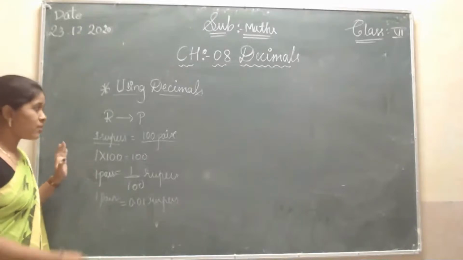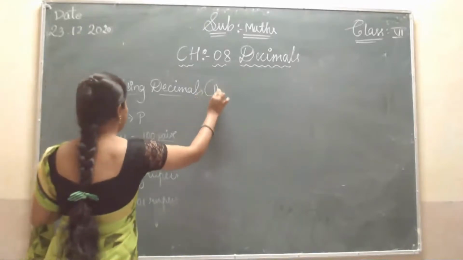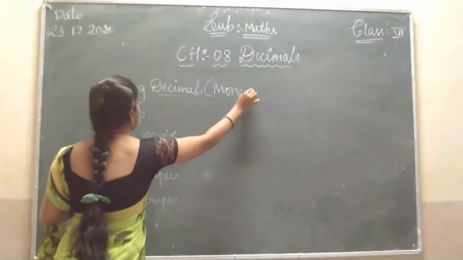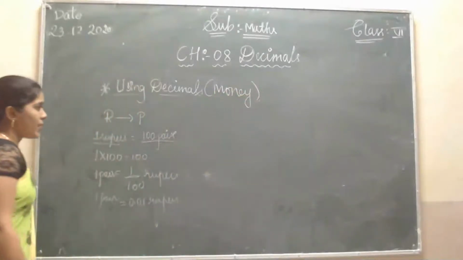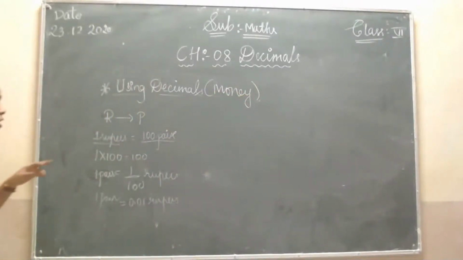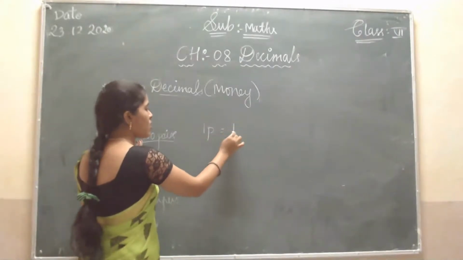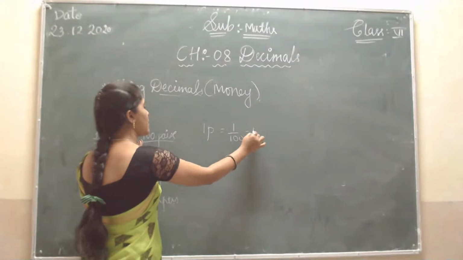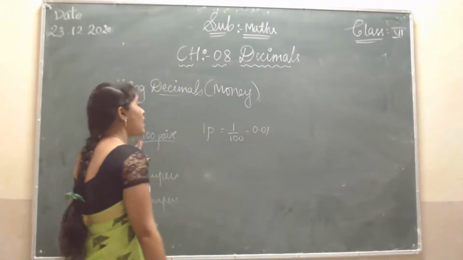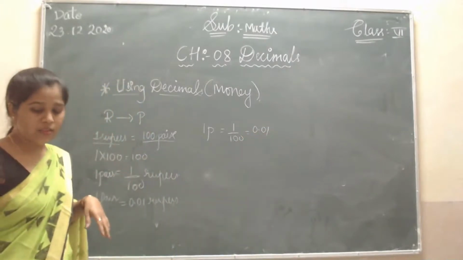This is how we use decimals in the conversion of money, paisa to rupees and rupees to paisa. So 1 rupee is equal to 100 paisa, and 1 paisa is equal to 1 by 100 rupees, that is 0.01. And now take length.